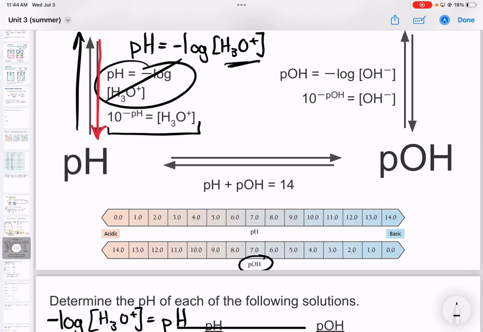So an acidic solution will have a low pH and a high POH. A basic solution will have a high pH and a low POH. Okay, so they're inverse of each other all the time. The H3O plus and the OH are inverse of each other. The pH and the POH are inverse of each other.